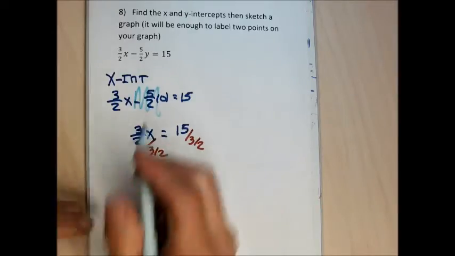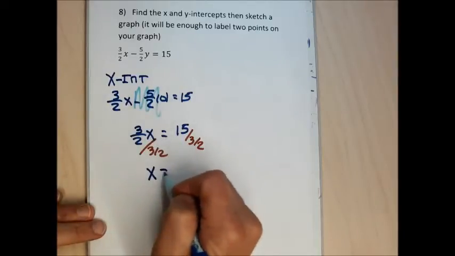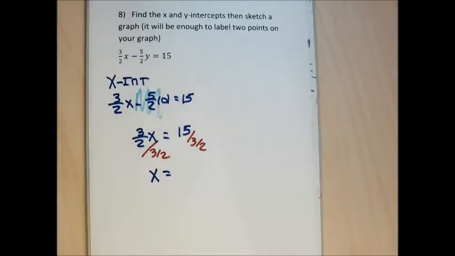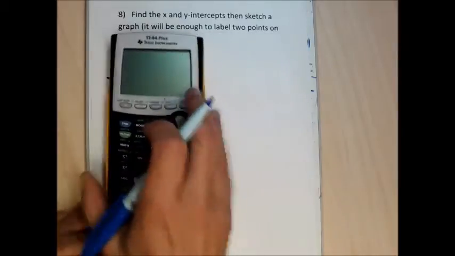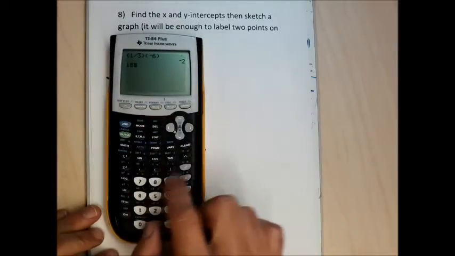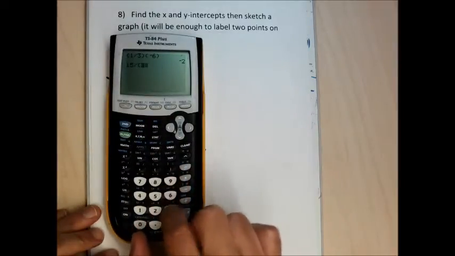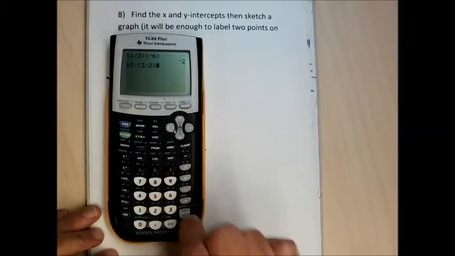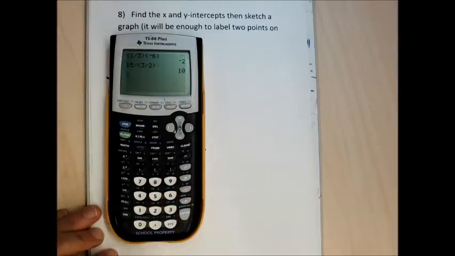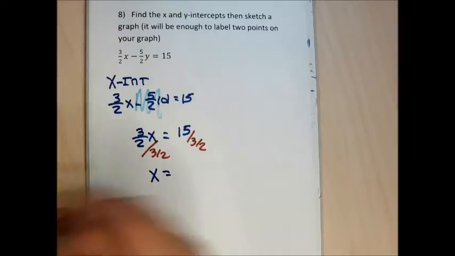On the left side, the 3 halves are going to cancel and be left with an x. On the right side, I'm going to yank out my calculator because I don't want to do that by hand. So I'm going to go 15 divided by parentheses 3 divided by 2, and I get 10. So 10 is going to be the answer here.